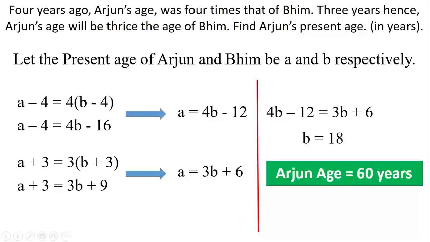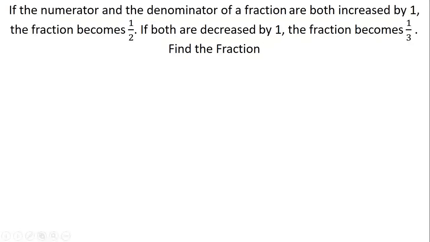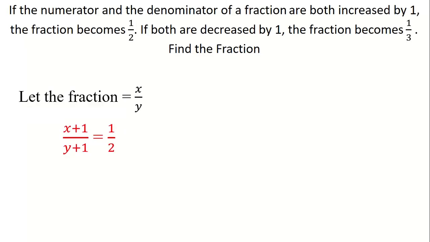Let's take one more example of numerators and denominators. If the numerator and denominator of a fraction are both increased by 1, the fraction becomes 1 by 2. If both are decreased by 1, the fraction becomes 1 by 3. Find the fraction. Okay, so let the fraction be x upon y, where x is the numerator and y is the denominator. First condition: if both are increased by 1, the numerator will become x plus 1, and the denominator will become y plus 1.